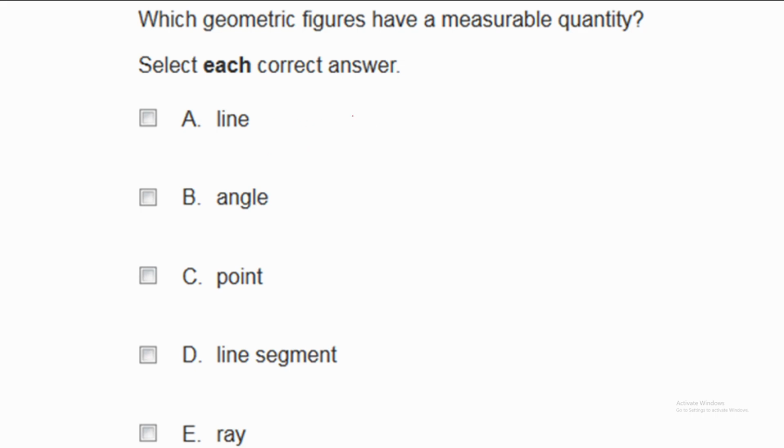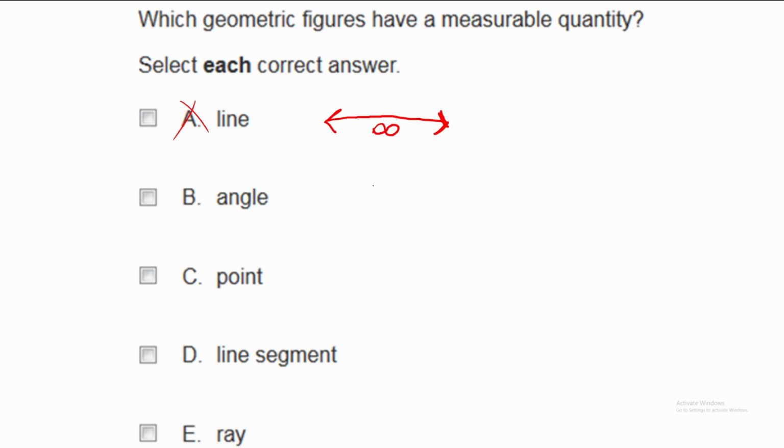First one says a line. I'm going to sketch an idea of a line here, right? Ooh, it's not straight, but pretend like it is. All lines should be straight. But the key part about this line is these arrows at the end. The arrows mean that the line goes on forever, right? Can we measure forever? It says it has a measurable quantity. We cannot. It is infinite, right? Since it goes on forever in both directions, we cannot measure it. That is not one of our answers.